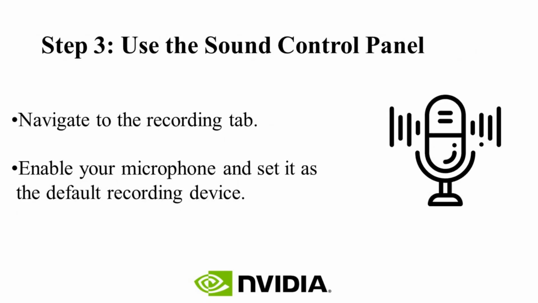Next, you'll want to check your sound control panel. This is where all the connected microphones are listed. Look for your primary microphone, ensure it's enabled, and set it as the default recording device if it isn't already. In some cases, simply re-enabling the microphone can solve the problem. Once that's done, you can reopen NVIDIA Broadcast to check if the issue is resolved.